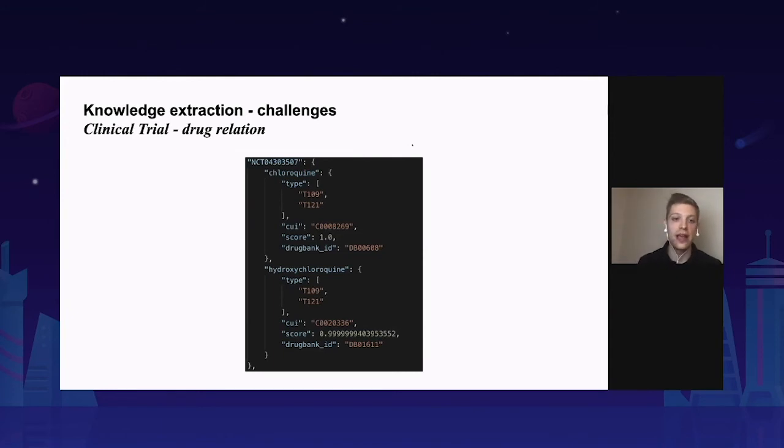For example, we have the clinical trial. We have identified canonical names for identified entities, so here, drugs. We have types, so we can filter it as we want. And we have CUI. CUI is a unique concept identifier in UMLS. We have a score, and we have the ontology ID, or ID from another ontology that we want. So in this way, we just ingested all of the data that we wanted.